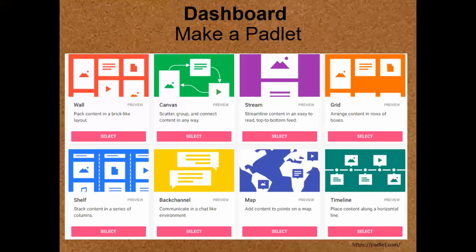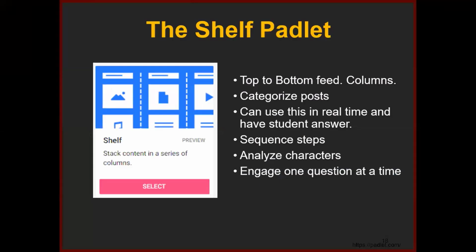Can everybody see the big question mark on the screen? Yes, ma'am. Okay, thank you. All right, let's look real quick. I know our time is going by very quickly. I want to talk about the next 4 Padlets that are available: the shelf, the back channel, map, and the timeline. The shelf Padlet is a top to bottom feed and has columns. It categorizes your posts. It's very much an organizational Padlet. You can use this in real time with your students, especially if you have a step 1, step 2, and step 3 process with them for sequencing steps.